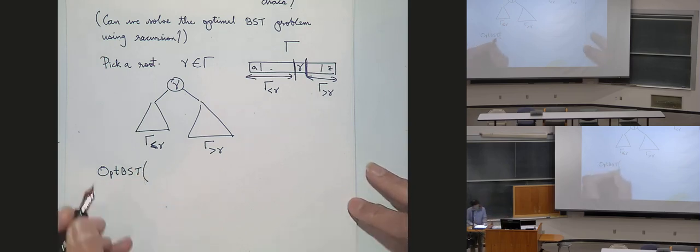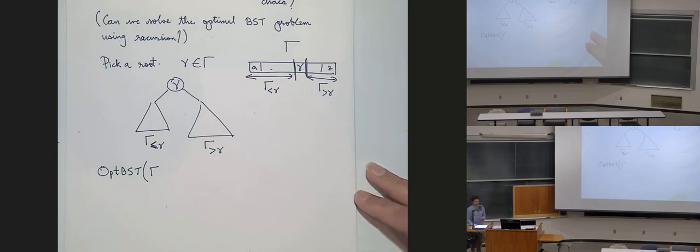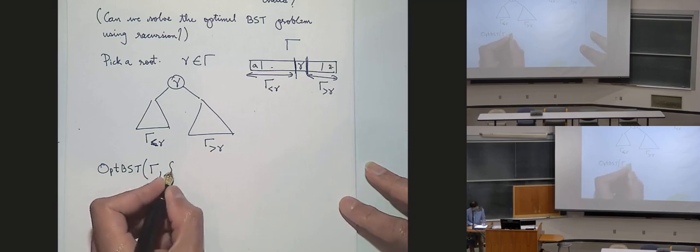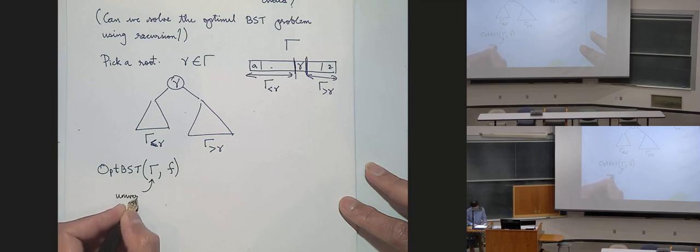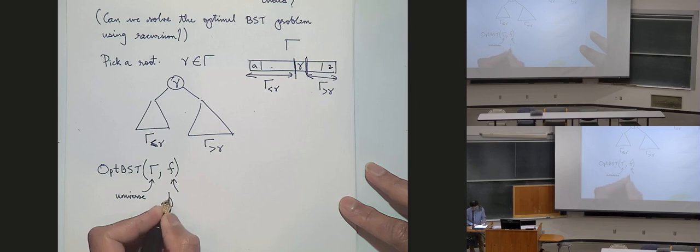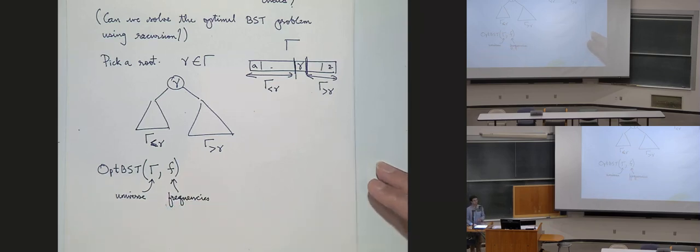Right, so I'll say there's some universe that I call gamma, and then there's the associated frequency, right? So this is the universe. These are the frequencies. And so what this procedure is going to do is it could just try out every possible root, and then for every root, make recursive calls to figure out what the left and right tree look like.